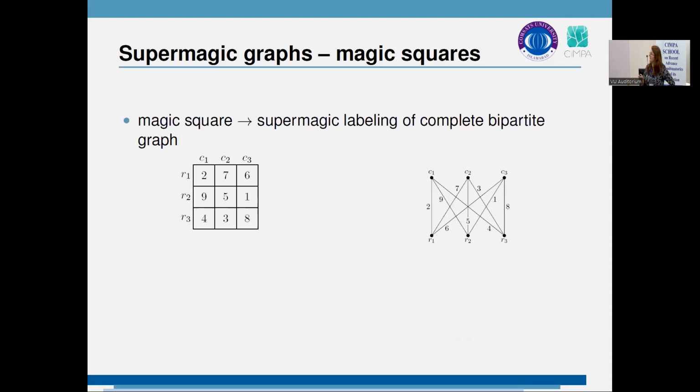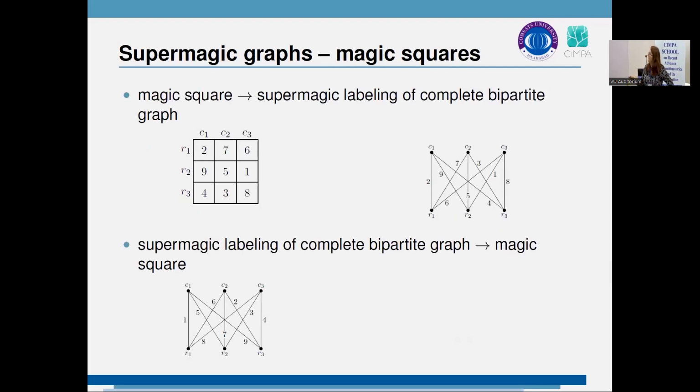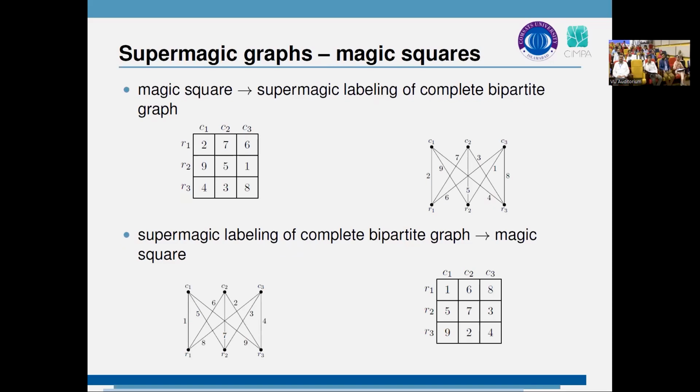So let's check this example. It's too small, but maybe you can see. So this is a magic labeling of the complete bipartite graph K3,3. You can see that for every vertex, we call this the weight of the vertex, is again 15. And we construct the corresponding, now I will call it a square. So you can see the correspondence is trivial. And now, my question is, this structure that we have here, is this a magic square?